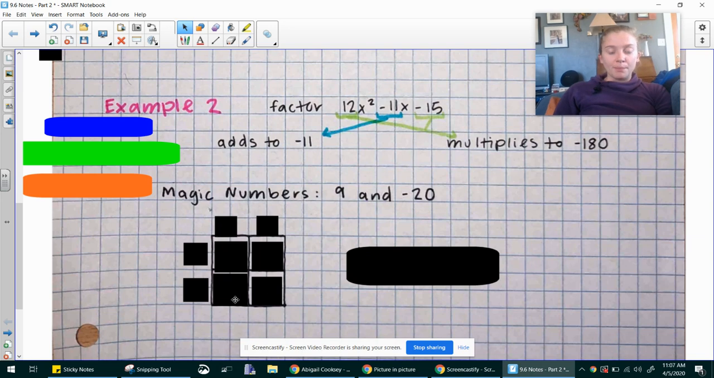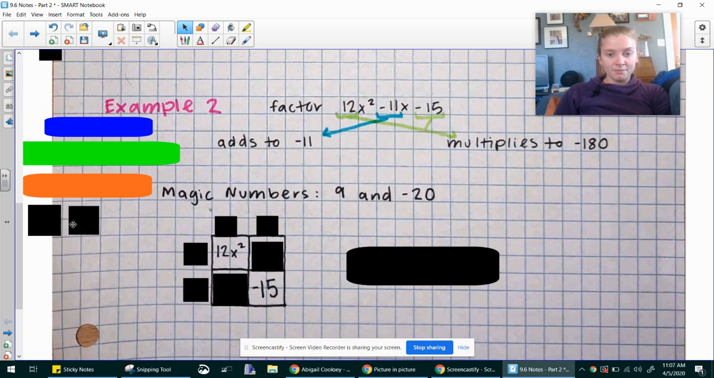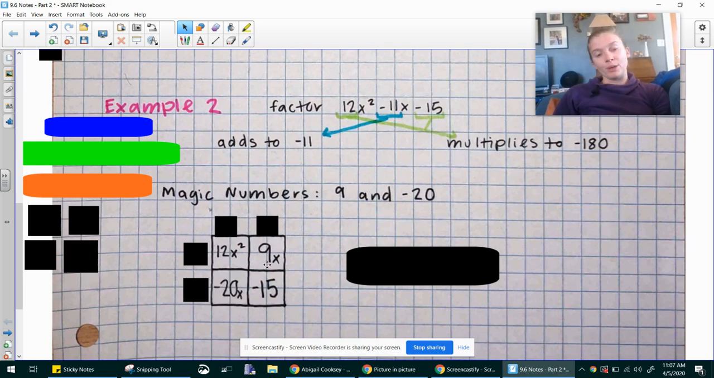So we are going to build our box. The first term goes in the first box, 12x squared. The final term goes in the final box, negative 15. The magic numbers go in the middle two boxes, so 9x and negative 20x. Make sure you remember to put those x's with those two magic numbers.